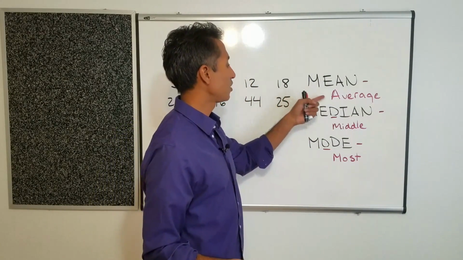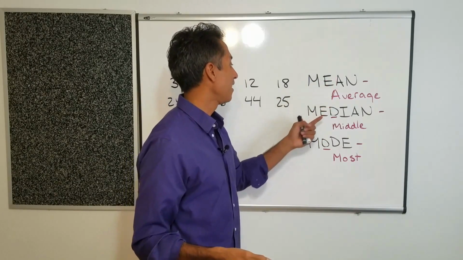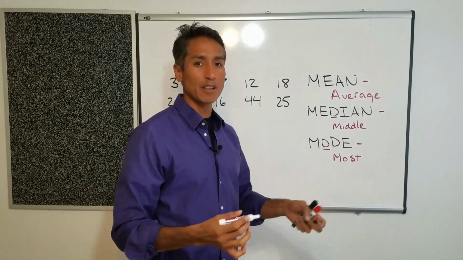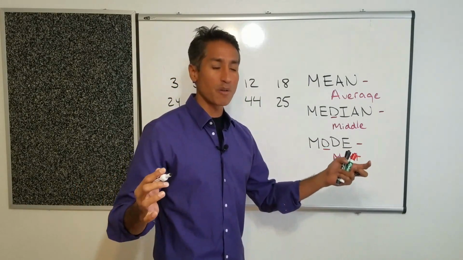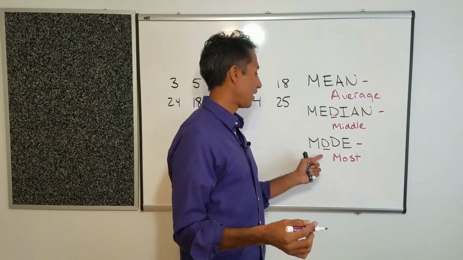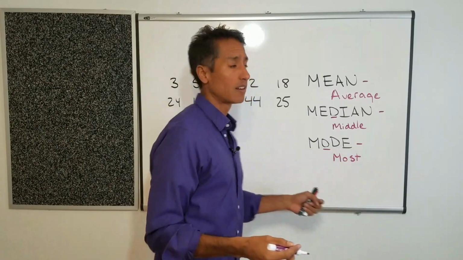So we have the mean, which is the average, doesn't rhyme, doesn't have anything, sorry. Then we have the median, which is the middle. So it's kind of like the middle of all of these numbers. If you were to put them in a row in a line, what would be the middle? That would be the median. And then we have the mode, the one that shows up the most, all right?